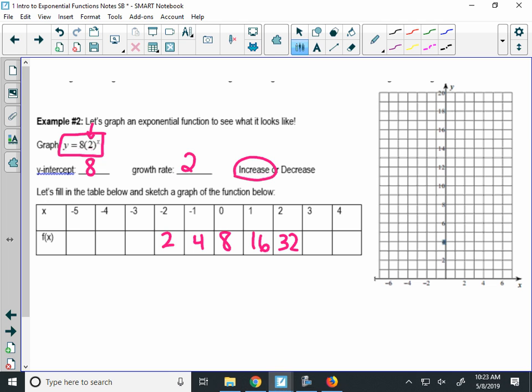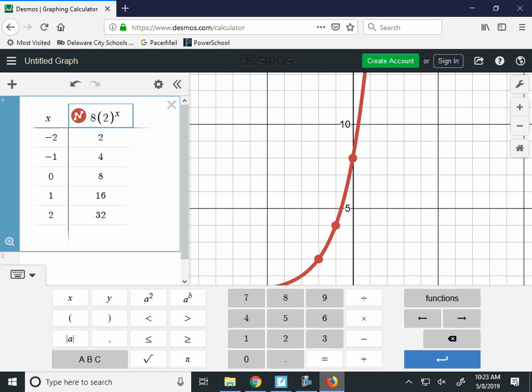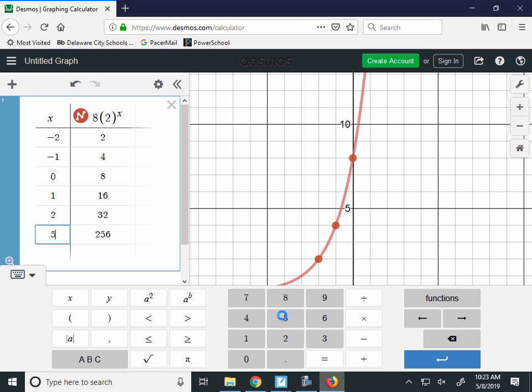Now we just have a couple more boxes to fill in. So you would go back to Desmos. Remember, you have to type those numbers in. So -5 here gives you an output of 250. Oh, I did +5. I need -5. -5 is 0.25.